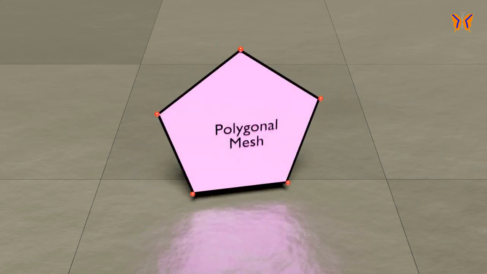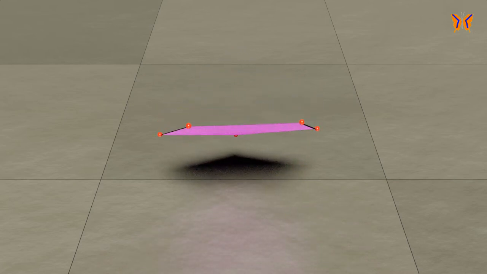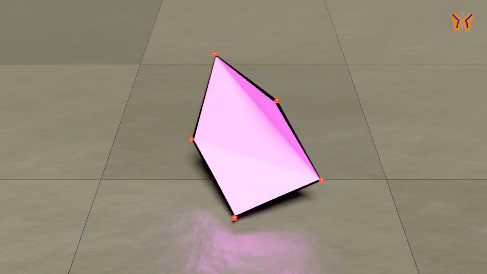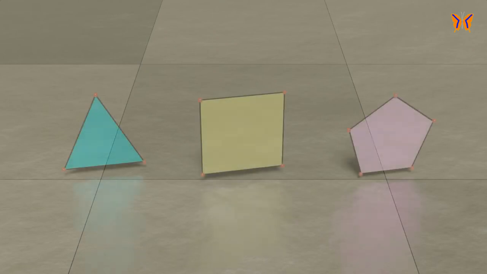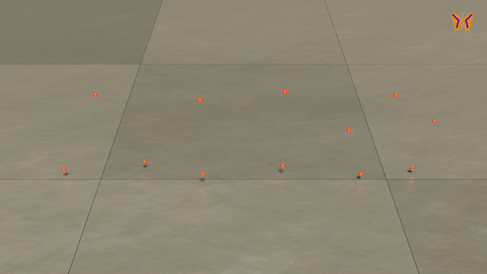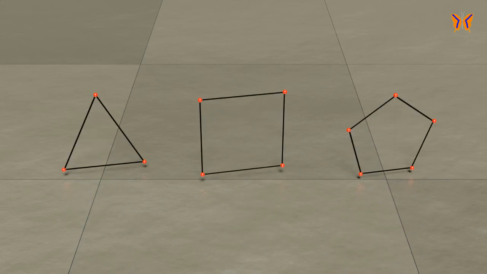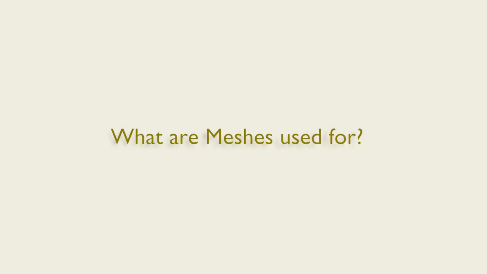Five or more vertices connected together to form a closed and filled shape creates a polygonal or N-gon mesh. N-gon meshes could also be flat or three-dimensional. We have seen that there are three types of meshes and that every mesh is made up of vertices, edges, and faces. So the next question is, what are meshes used for?